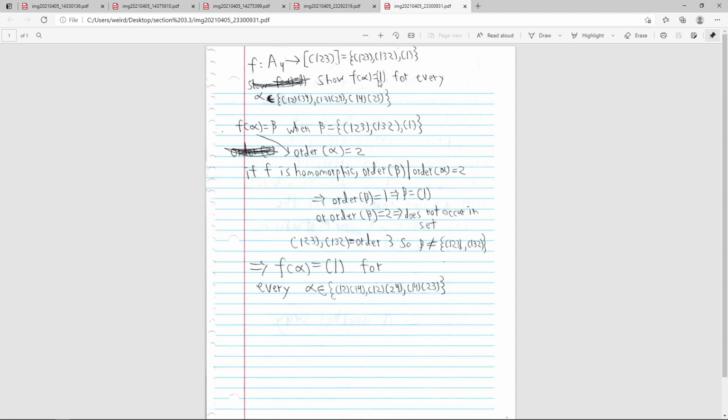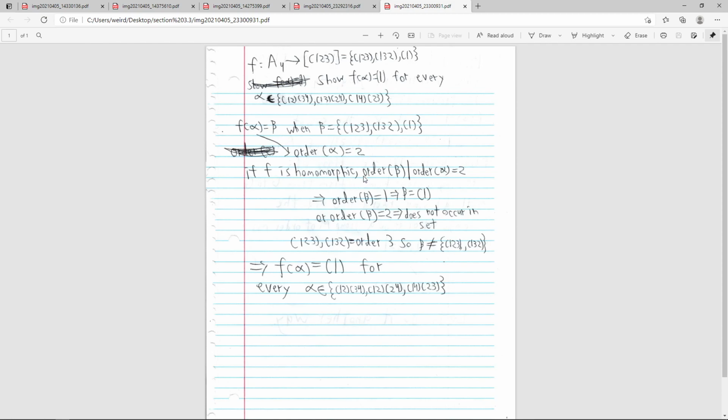In each of these cases, though, F of alpha will equal the identity. So the order of alpha equals 2 because all of them are order 2: (1 2)(3 4), (1 3)(2 4), (1 4)(2 3), all closed. The LCM of 2 and 2 for each of these will equal 2, since that's the order of them. So the order of alpha equals 2.